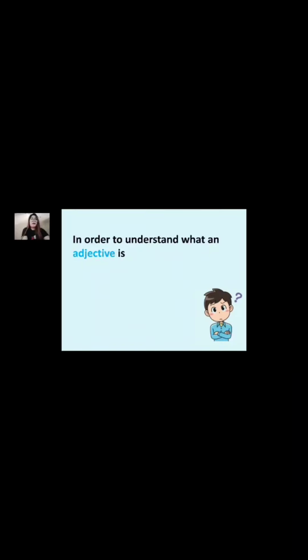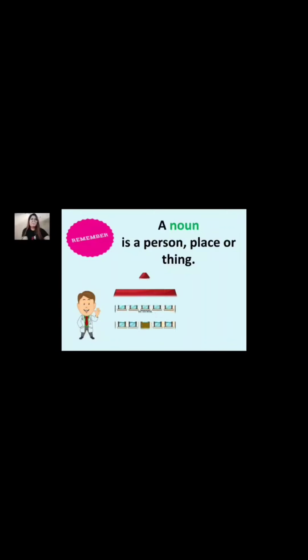But in order to understand what an adjective is, you have to understand what a noun is. Remember, a noun is a person, place, or thing. A person like a doctor, a place like a school, a thing like a desk. If it is a person, place, or thing, we may call it a noun. Alright?